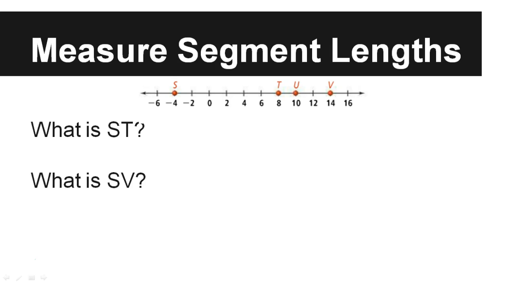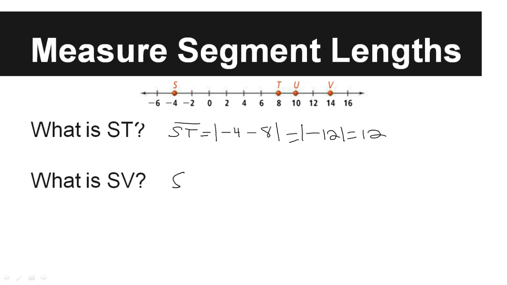So if we look at this example, they gave us 4 points on a number line, and they want to know what's the measurement of segment ST, and the measurement of segment SV. So ST, if we use that formula that we saw on last page, segment ST is the absolute value of -4 minus 8. And that's going to give us the absolute value of -12. And absolute value turns everything positive, so our distance is 12 there. We have no units, so it's just 12 units.